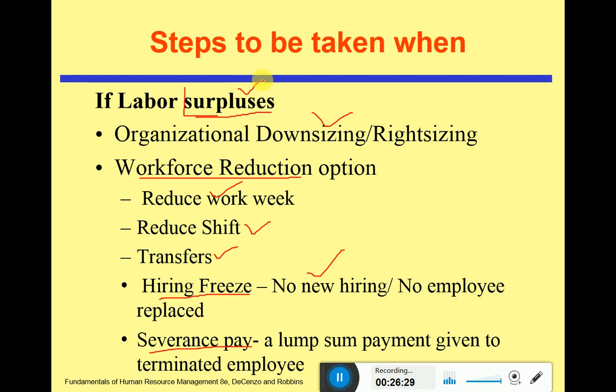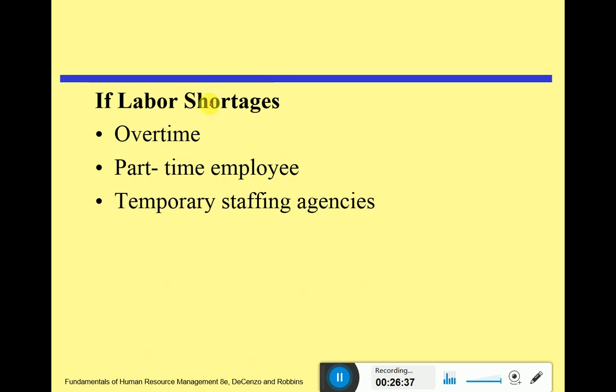This is the surplus condition. Now, what about a shortage? When there is a shortage, the situation means the organization requires more people, so what steps should be taken? Offer overtime. The organization offers overtime to its employees: instead of 8 hours, work 12 hours or 14 hours, and we will give you extra pay. That is why there is the shortage.